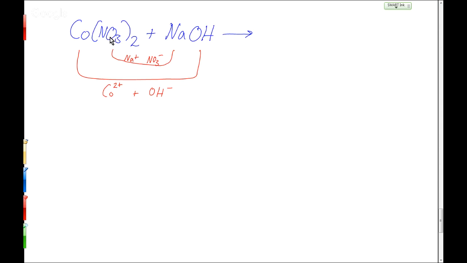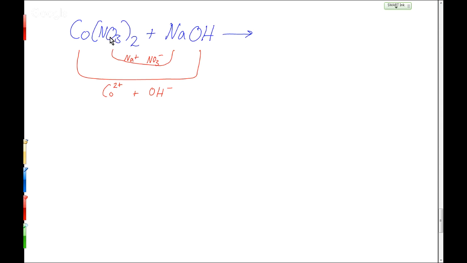How did you know that cobalt was 2+, if it's in the transition metals? Yeah, in the question it said cobalt 2. You could also tell from here though, because you know nitrate is -1, and there's 2 of them, so cobalt would have to be +2 to balance that out.